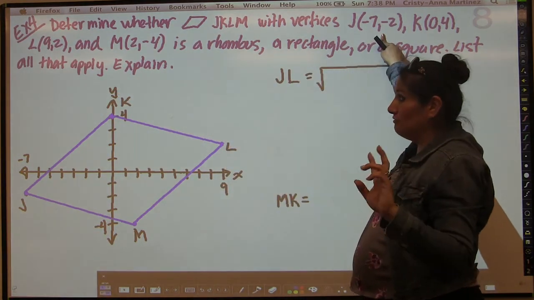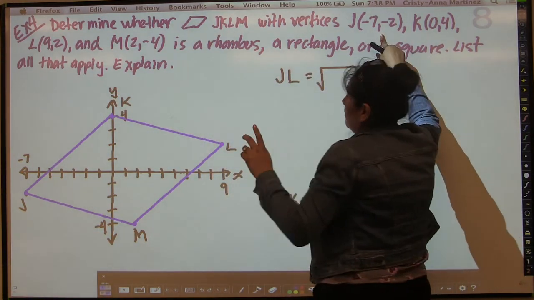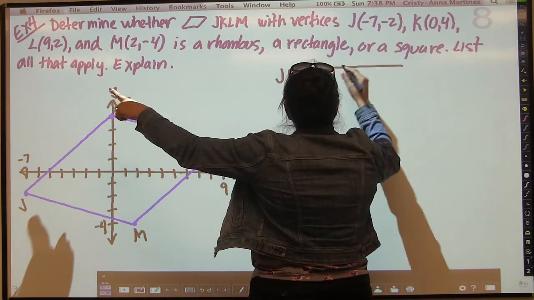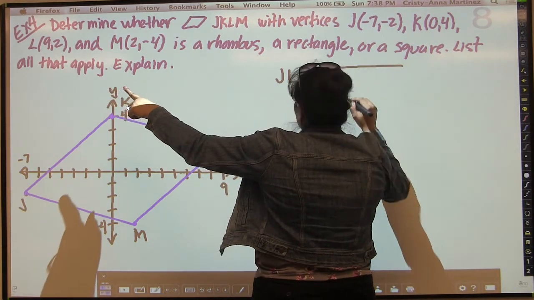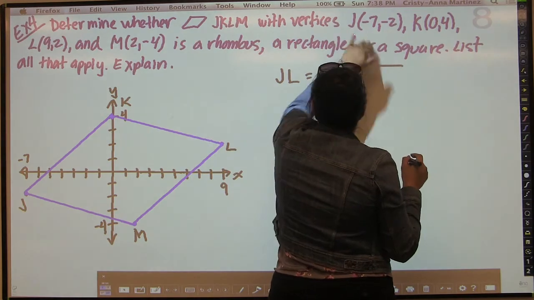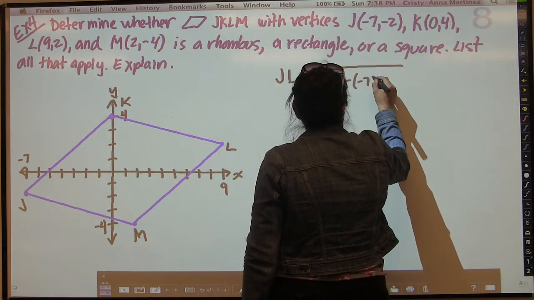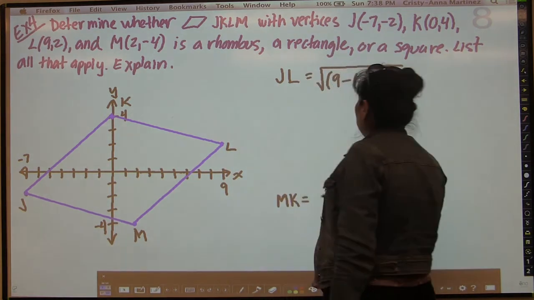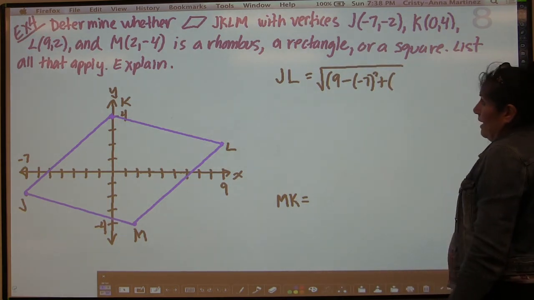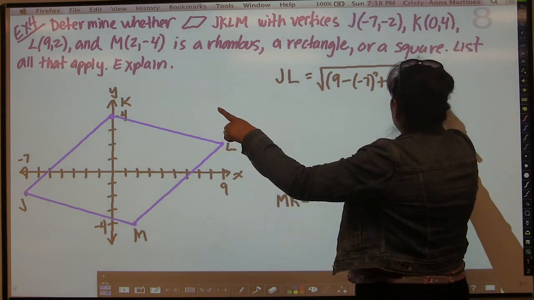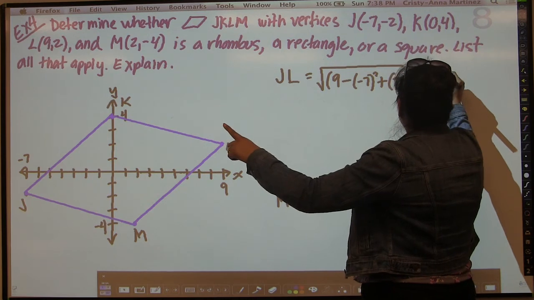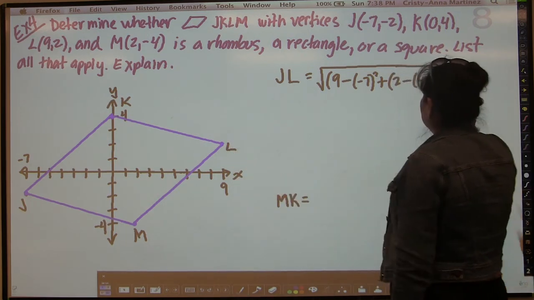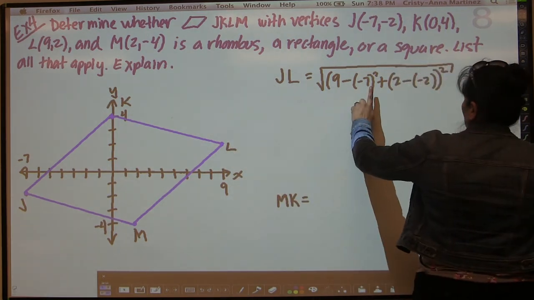We want to take the difference in the x values. So the x value of L is 9, and the x value of J is -7. And then we want the difference in the y values for JL. So we're going to go 2 minus -2. So that's what we get right there. Okay? So remember that.